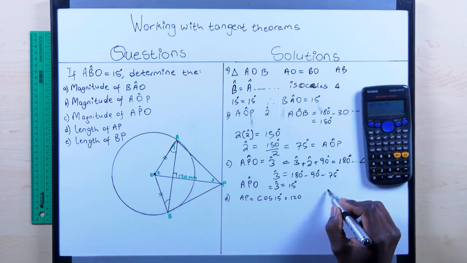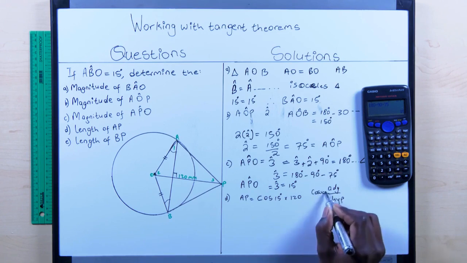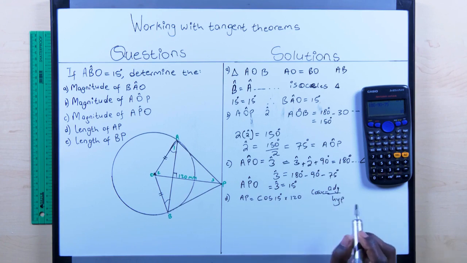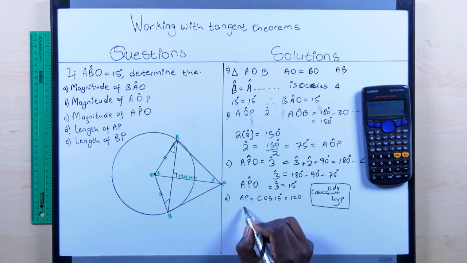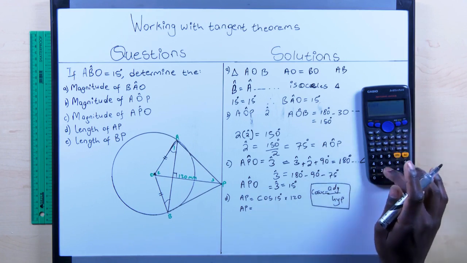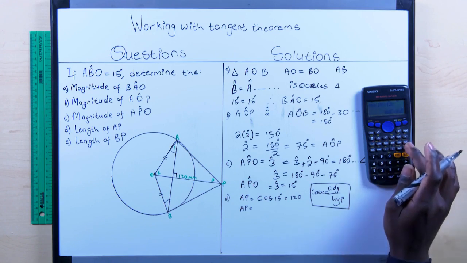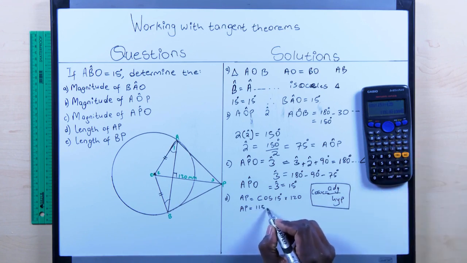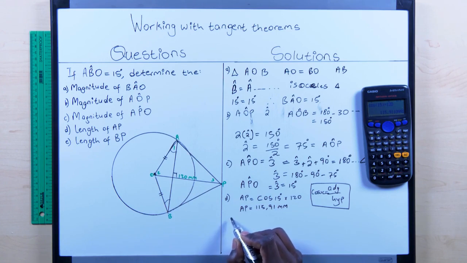Because cos, by the way, the trig ratio here, is adjacent over the hypotenuse. That's your cos x. Cos x is equal to adjacent, which is 120, over the hypotenuse, which is AP. So this comes from that. Of course, we should have known that by now. Which means that your AP will be equal to 120 over cos 15 degrees, which is 115.91 millimeters, because your units are given in millimeters.